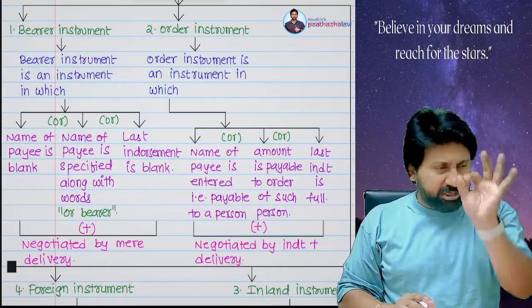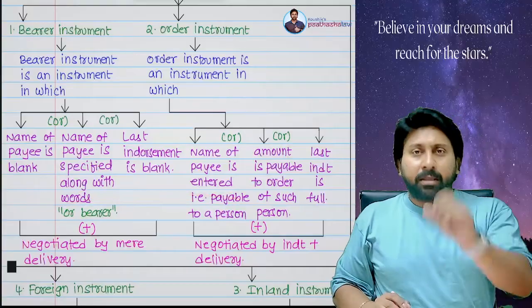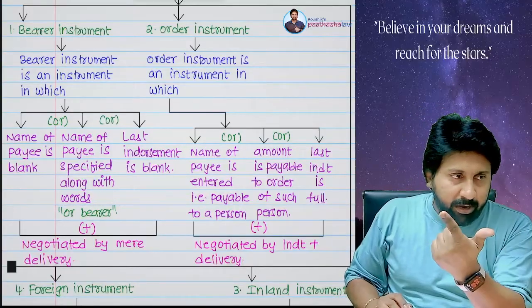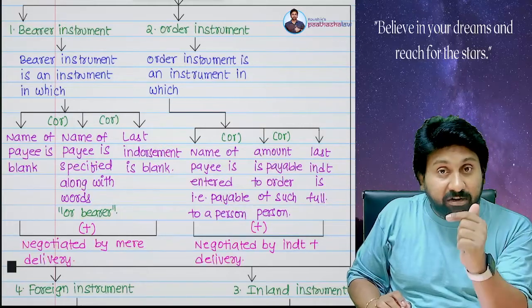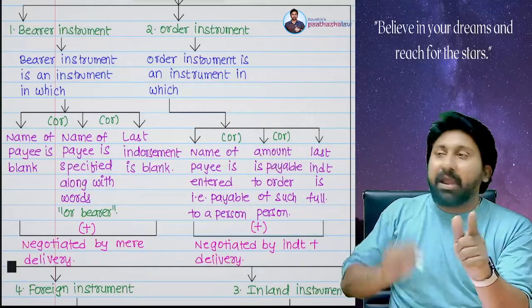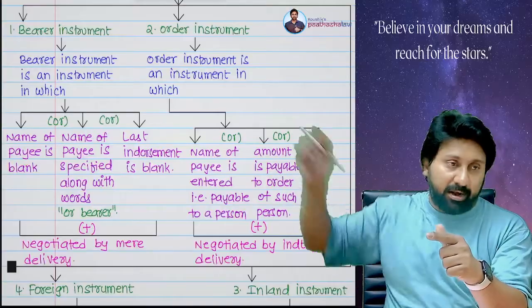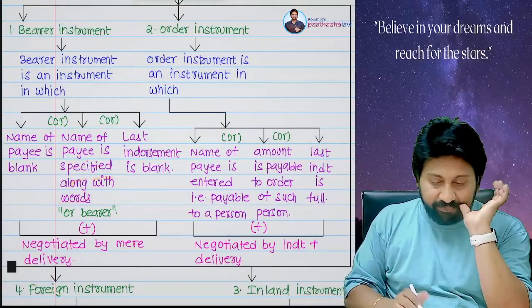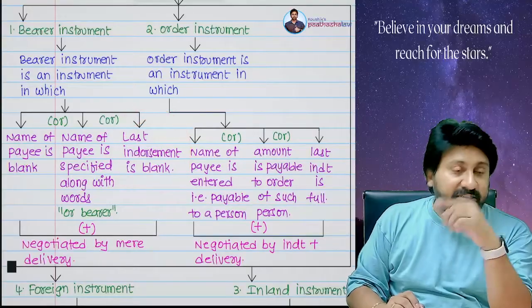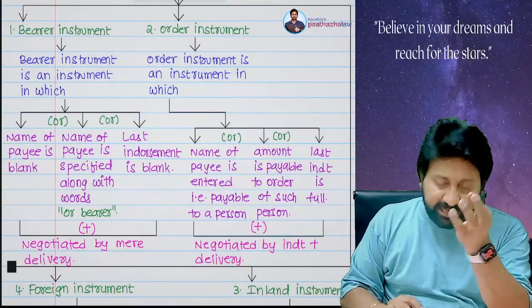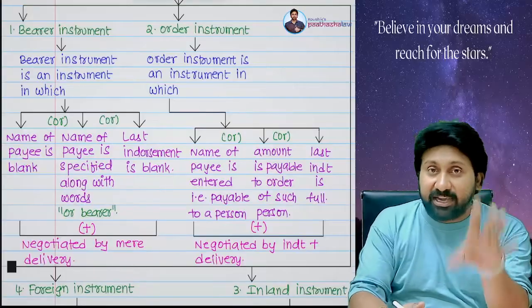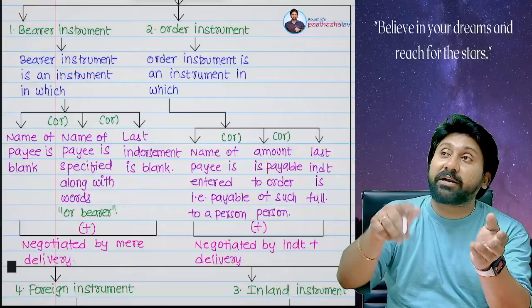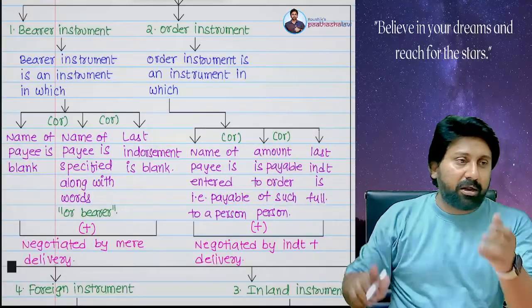Just remember, a question comes in the exam. Write down these three. A bearer instrument is an instrument in which the name of the payee is blank, or the name of the payee is specified along with the words 'or bearer'. Pay to Kaushik Mukesh or bearer. Means what? The name of the payee is specified along with the words 'or bearer'. Next, the last endorsement is blank. Originally it is an order instrument. Later, one person has changed it during endorsement time. From then it will become a bearer instrument.